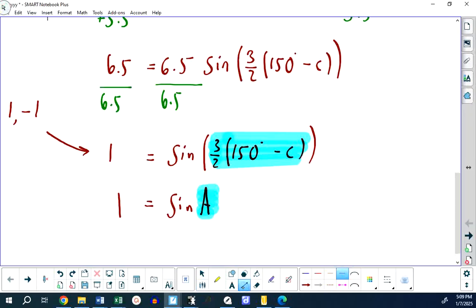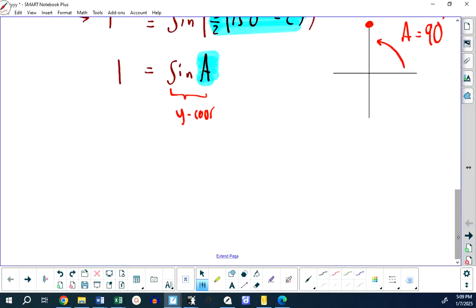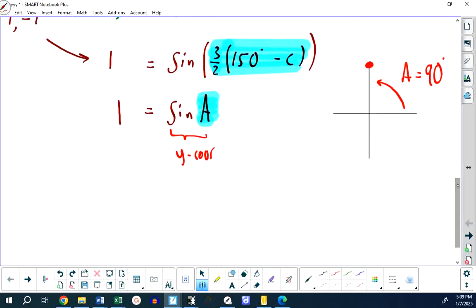And you should know that on the unit circle, sine is the y-coordinate on the unit circle. And the y-coordinate on the unit circle has a value of 1 here, which means that that angle is 90 degrees. That blue thing that I've highlighted is 90 degrees. So 90 degrees is equal to 3/2 times 150 degrees minus c, and we can solve that now for c.